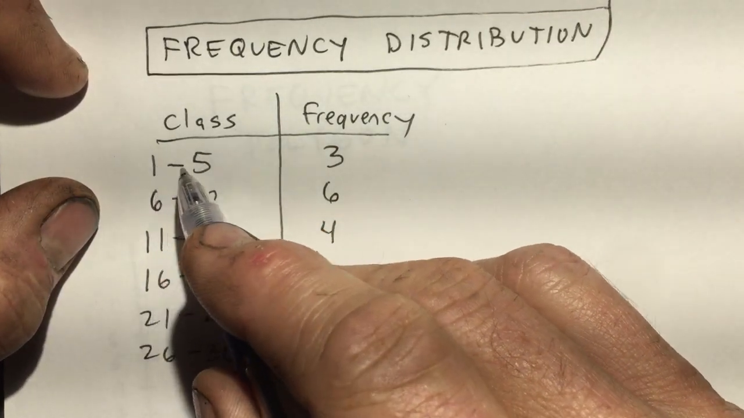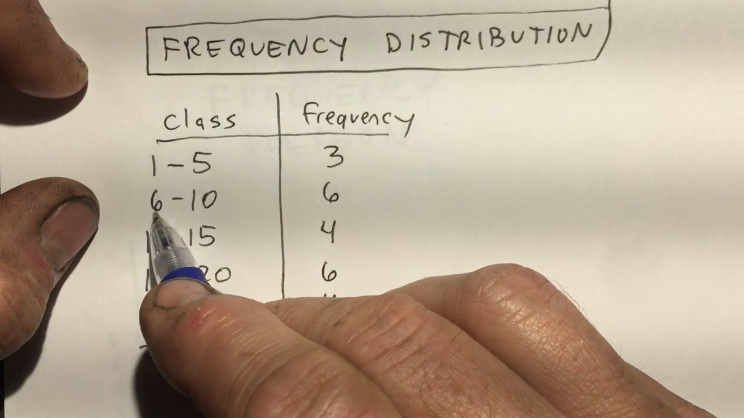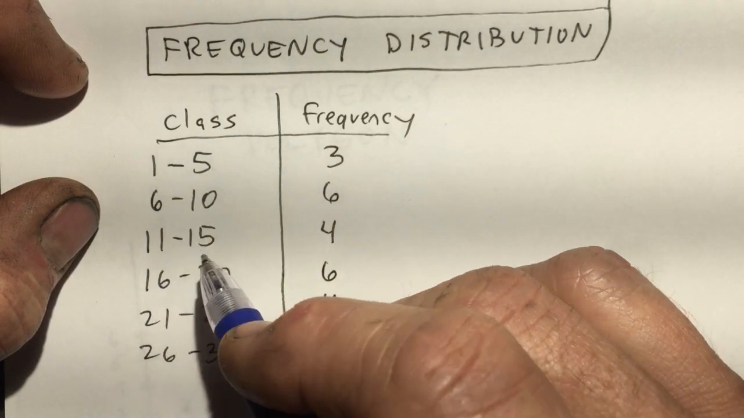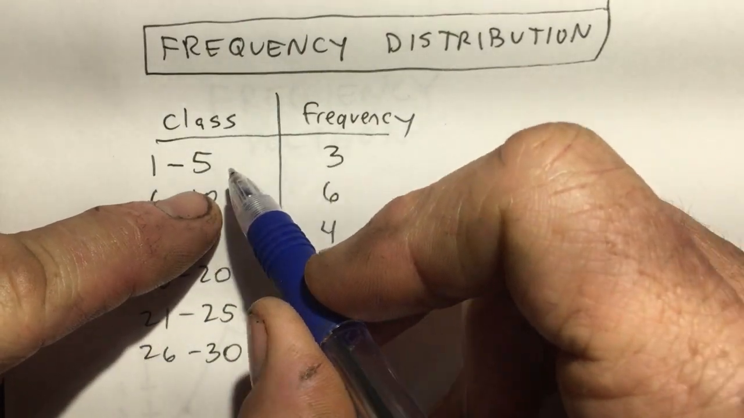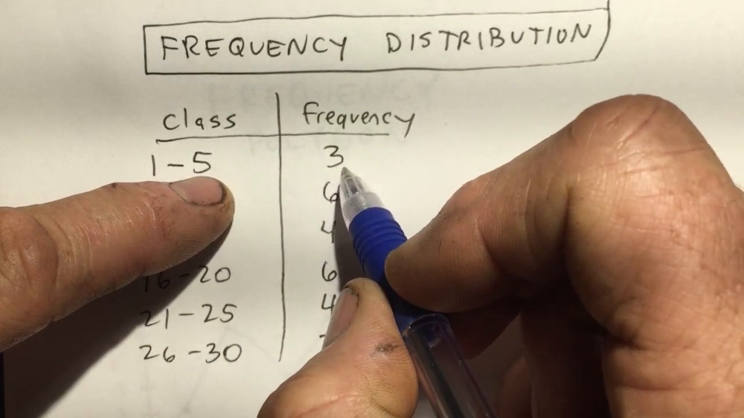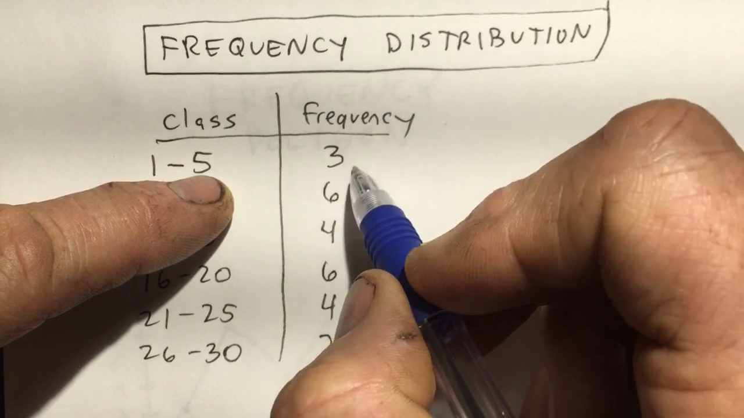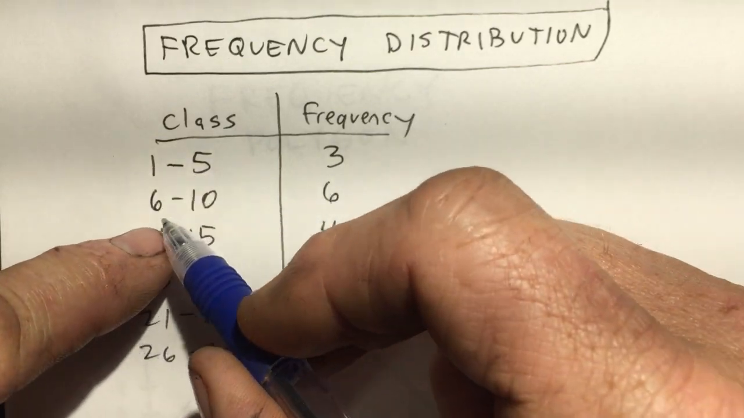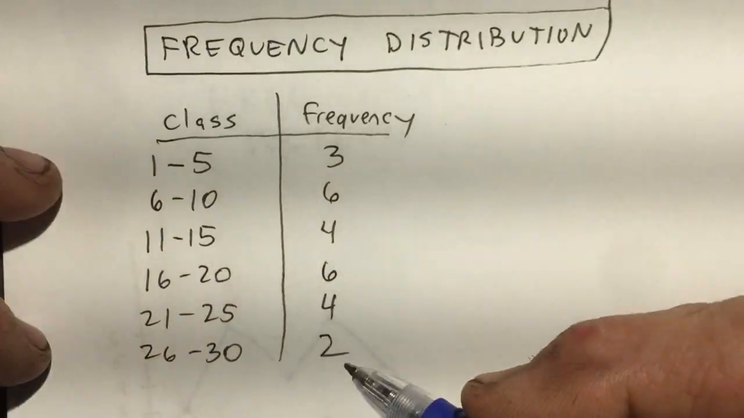This class here, 1 to 5, the lower limit is 1, the upper limit is 5. Lower, upper, lower, upper. Now what this frequency over here is: between this class of 1 to 5, there's 3 of those that occur. That's how frequent they occur, the frequency, how often they occur, how many of them. From 6 to 10, there are 6 of those, and so on.